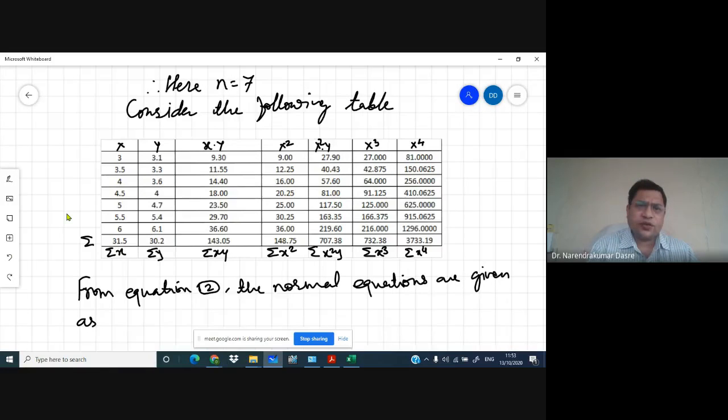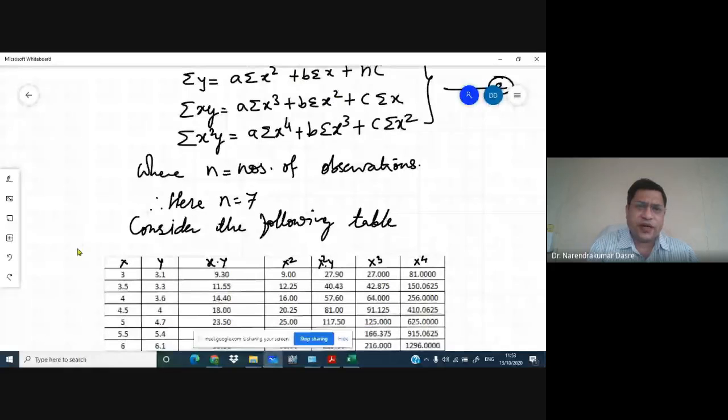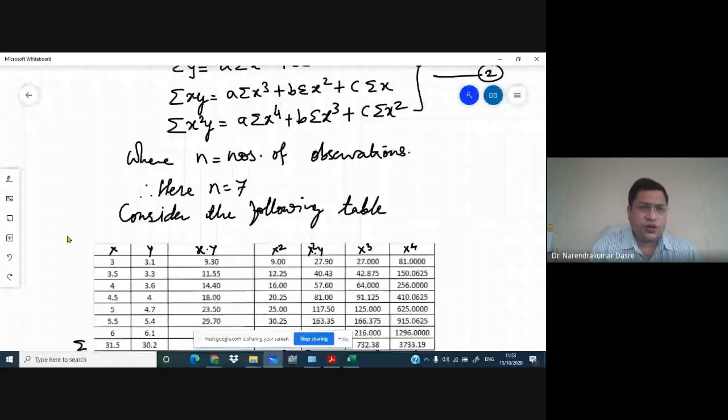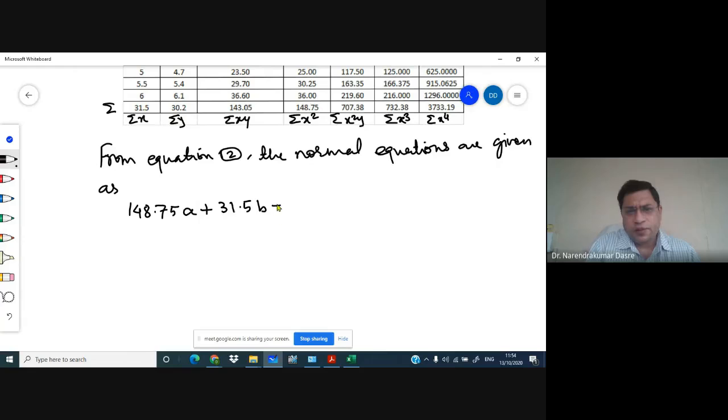See, these are the normal equations we have. Then we have to write this in this way. This side I'll write here and this side I'll write here. So I'll have a summation x square plus b summation x plus nc. The value of n is 7. So you'll have 148.75 times a plus 31.5 times b plus nc, and this is equal to summation y, which is 30.2.